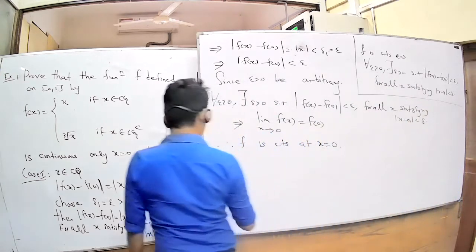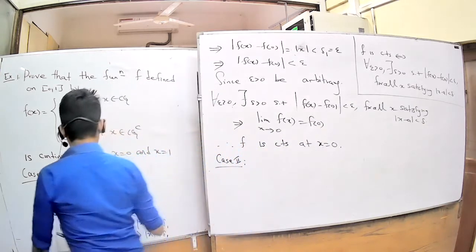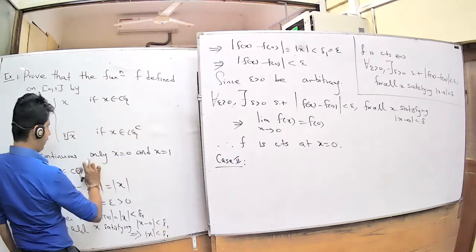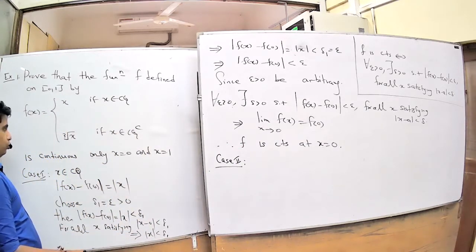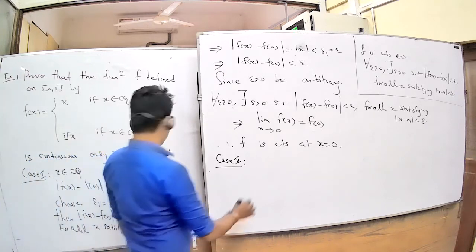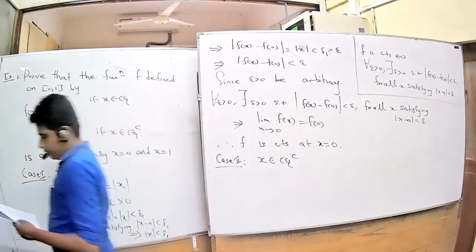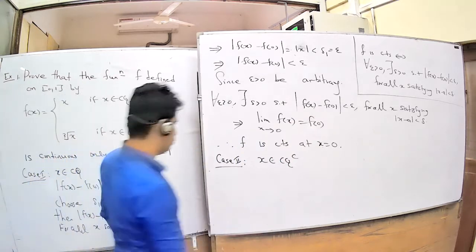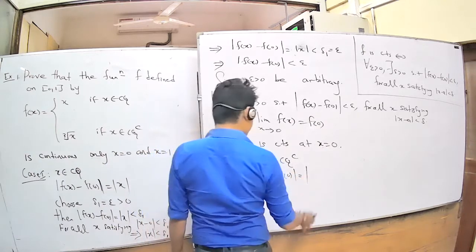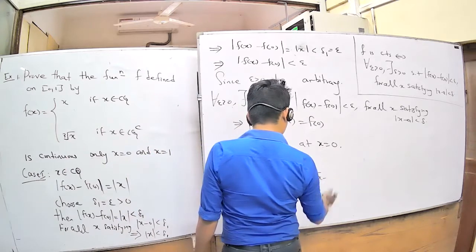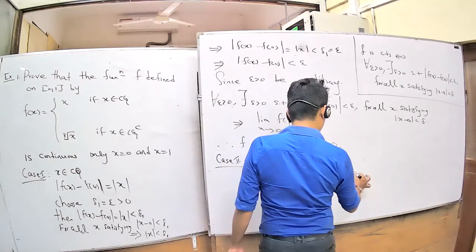Case 2. The problem only mentions that you want to prove that f is continuous at x equal to 0 and x equal to 1 only. Other points are discontinuous, and you want to show that also. Case 2: if x belongs to the irrational numbers, then what are your values for this part? f of x minus f of 0 is cube root of x minus 0. Simply you can denote this as x to the power 1 by 3.